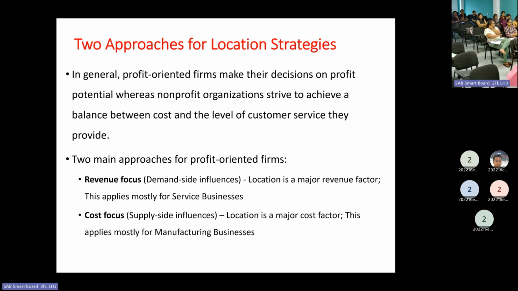So, profit may be the result of two things. One is revenue, and the other is cost. Depending on that, we can identify these two approaches. We call it the revenue approach for demand side influencers, and the other one is cost focused for supply side influencers. Some more details are given there. It's a simple question.